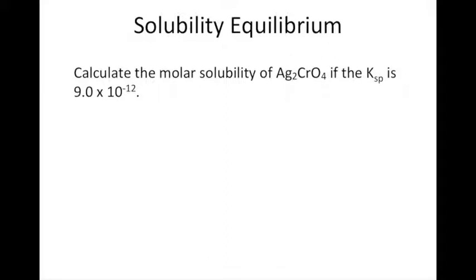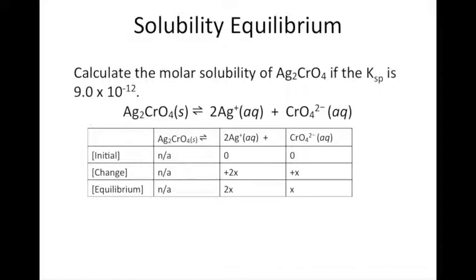Okay, so first thing, let's write our equilibrium, our dissociation equation. We can set up an ICE table here. Now pay attention to your stoichiometry. For every 1 mole of silver chromate, we get 2 moles of silver and 1 mole of chromate. So we're going to start off initially at 0. Our silver change is going to be plus 2x, since we have a 2 here, and our chromate will be just x. So our equilibrium concentrations will be 2x and x.